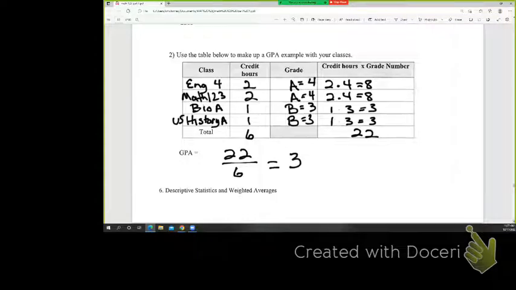So like 3.67. 6 forever, right? Yep. 3.67. Typically, I know I just told you guys you could just keep 1 decimal place. A lot of times you'll see a GPA rounded to 2 places, but 3.7, 3.67.